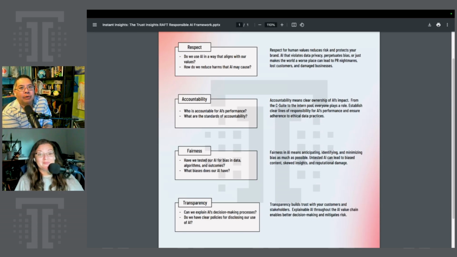Accountability. How do you implement accountability? Because one of the things that we're seeing societally with AI is people are using AI as a scapegoat. Oh, I didn't do that, AI did that. Like, yeah, no, you did that.